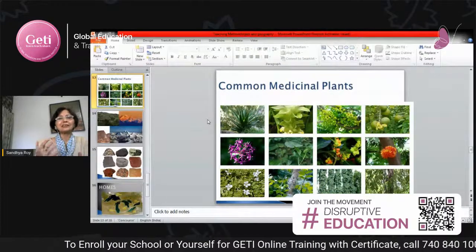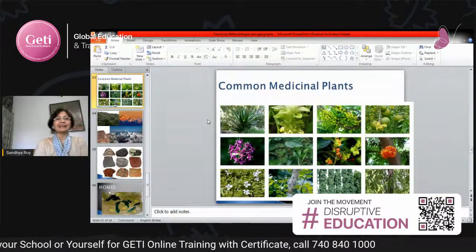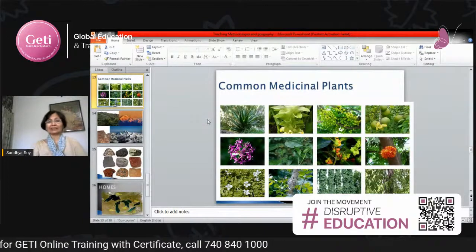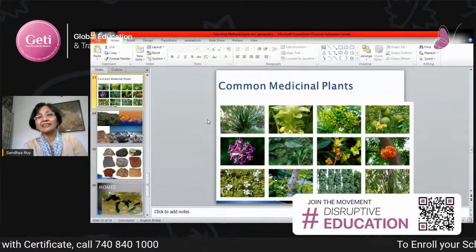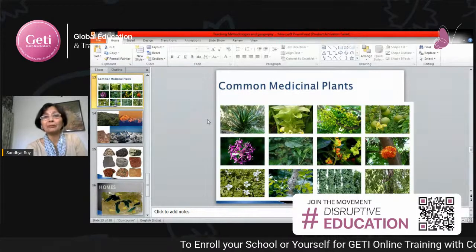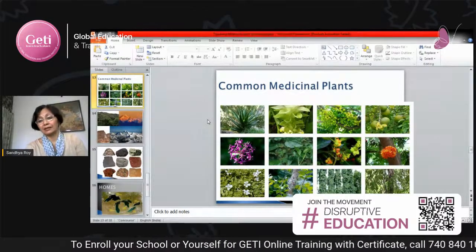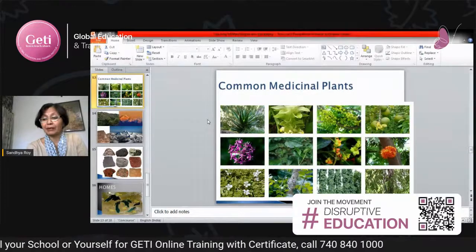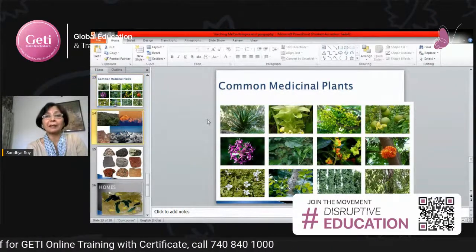So these are some of the things we can understand, about how we can teach the students. Many things are there in our environment, but still we do not know. With the help of all these pictures, with the help of the smart board, we can bring all these things into the class and explain them.